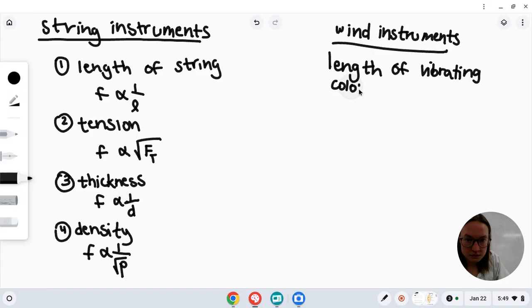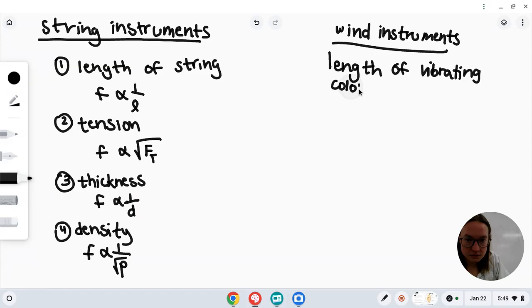The length of the vibrating column. That's what really matters. Here's why. If you have a nice long column, something like this, a nice long tube, a standing wave has to fit in that tube, and it has to fit in whole number increments. You can't have three-quarters of a wavelength. You can have a wavelength, a half a wavelength, 1.5 wavelengths, 2 wavelengths, so you can have multiples of a half, but you can't have three-quarters.